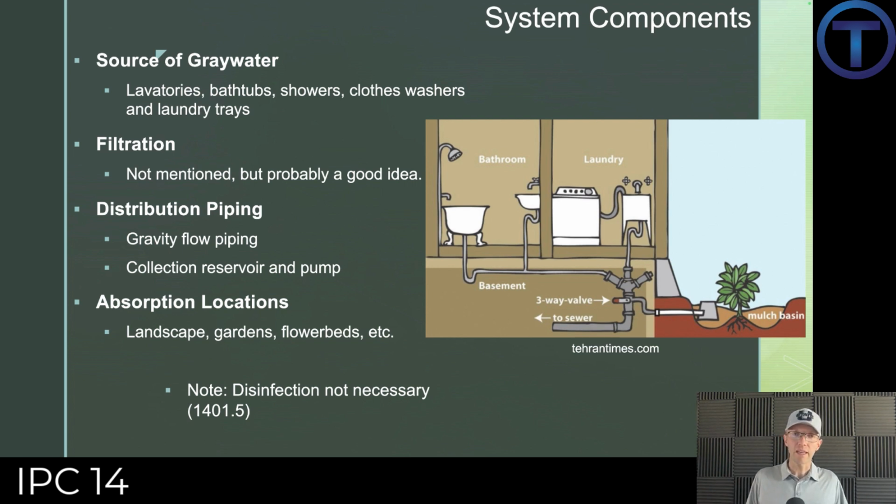Filtration may not really be necessary, right? I mean, a little lint and hair or something goes in the dirt, who cares? Is it a good idea? Yeah, it might help keep your system clean, keep from clogging up your pipes if you filter it. So it might be good, but it's not actually required in Chapter 14 to filter.